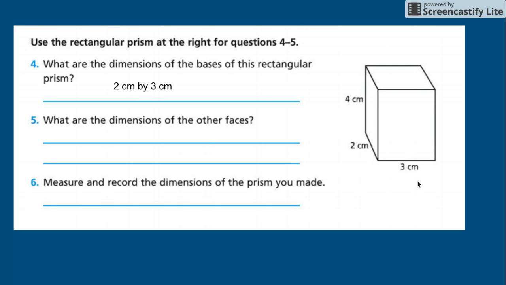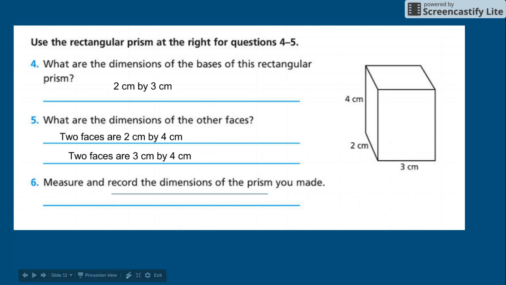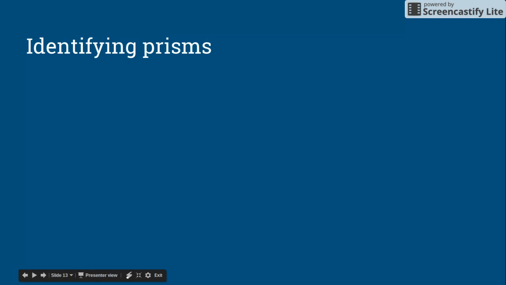What are the dimensions of the other faces? Well, they're not all the same. So 2 of them are 2 centimeters by 4 centimeters, and we can see that right here, 2 centimeters by 4 centimeters. Then the other 2 faces are the 3 centimeters here by the 4 centimeters, because that height stays the same all the way around.